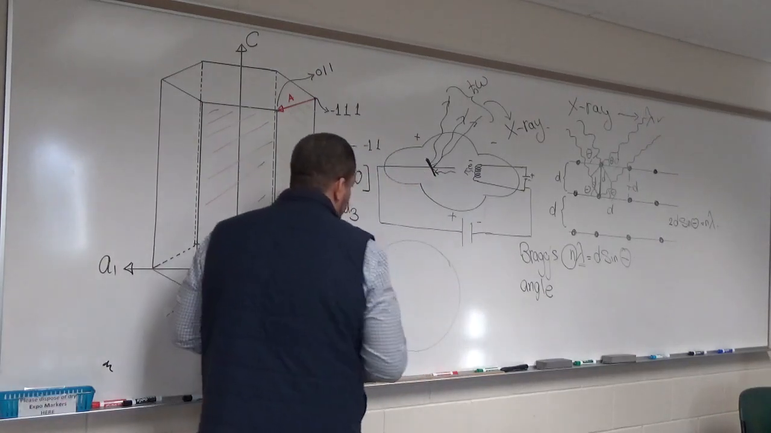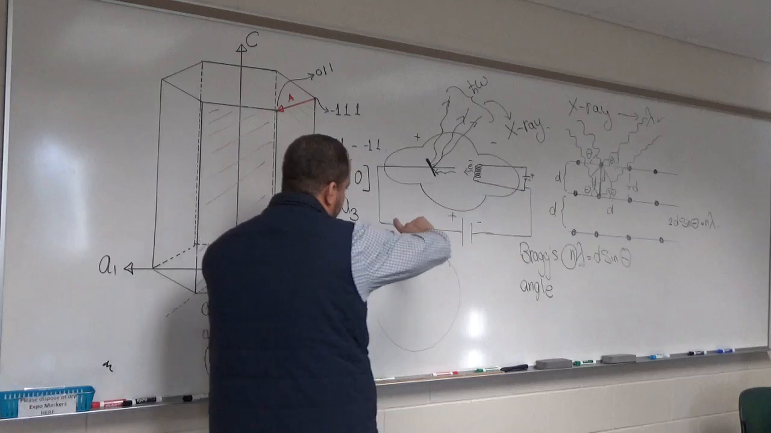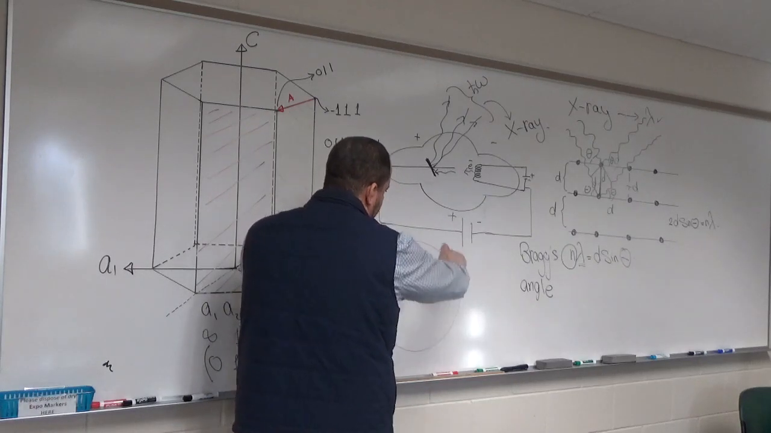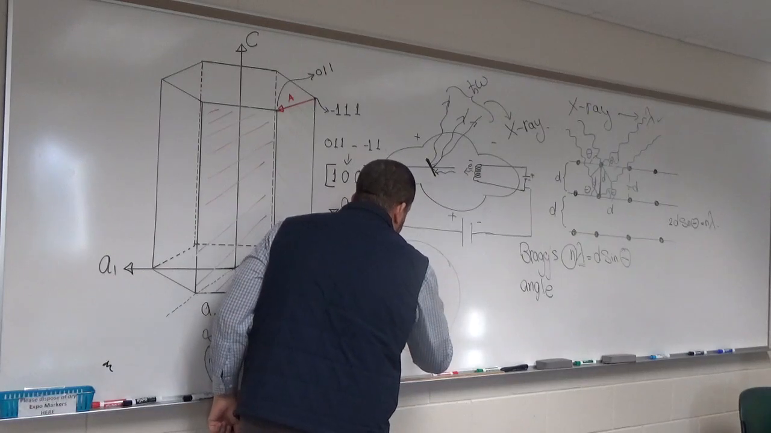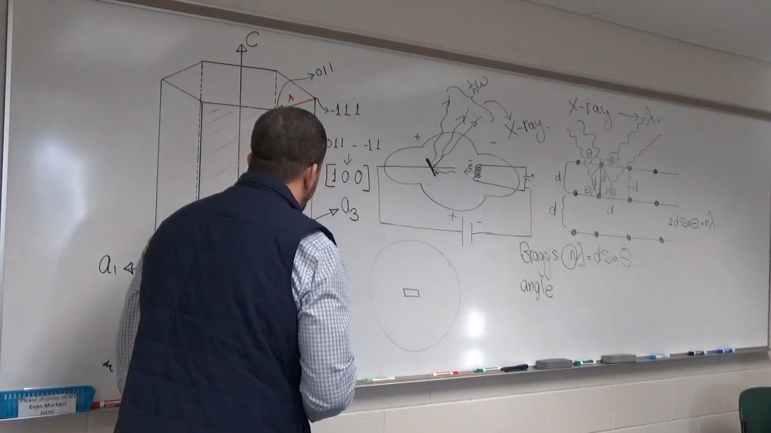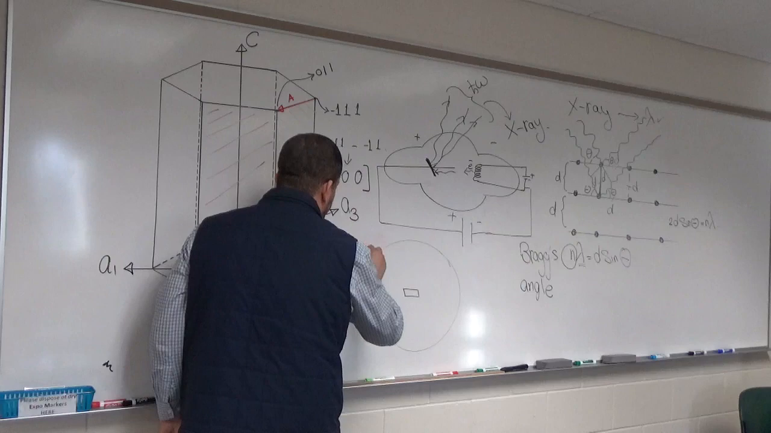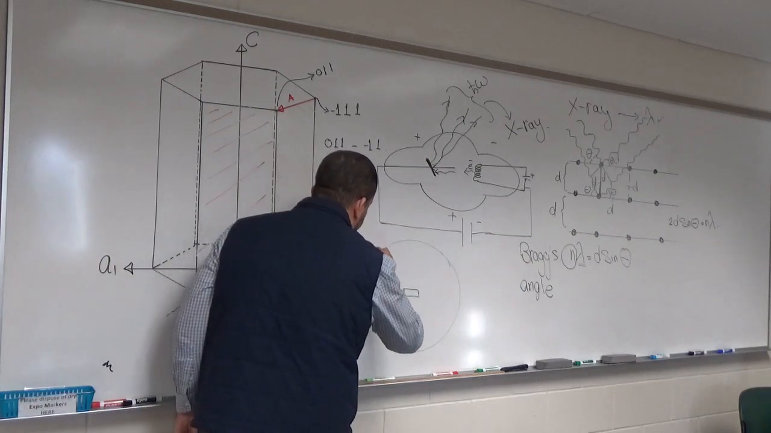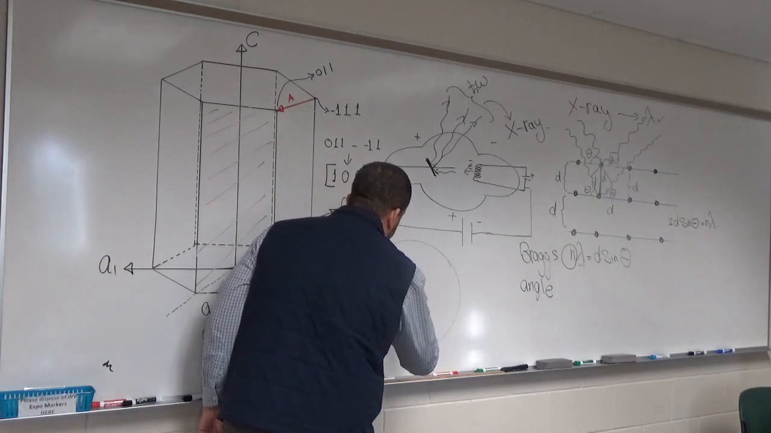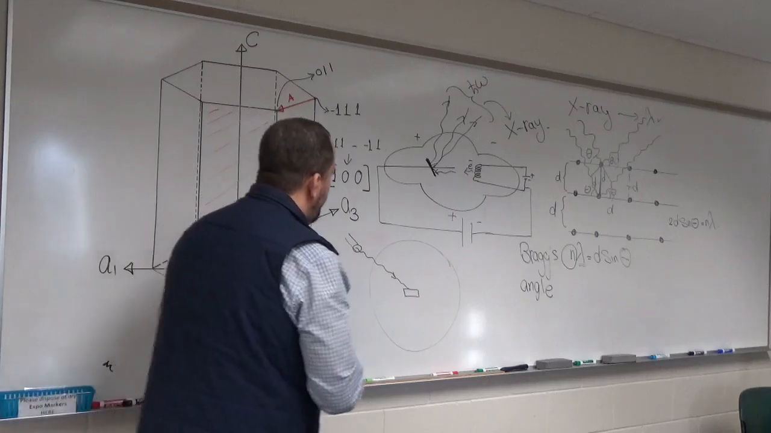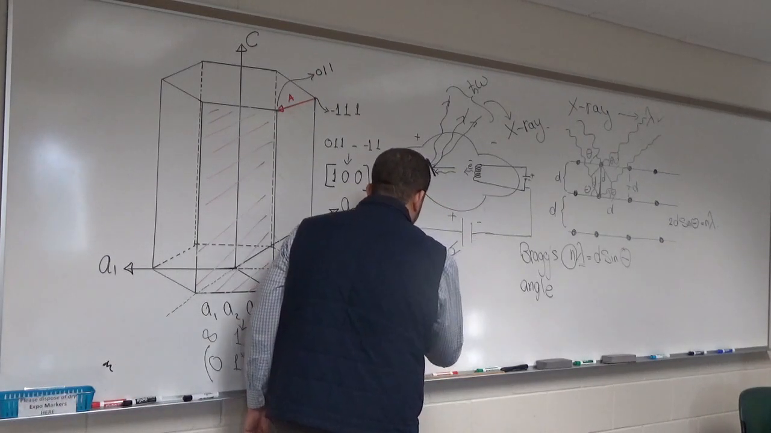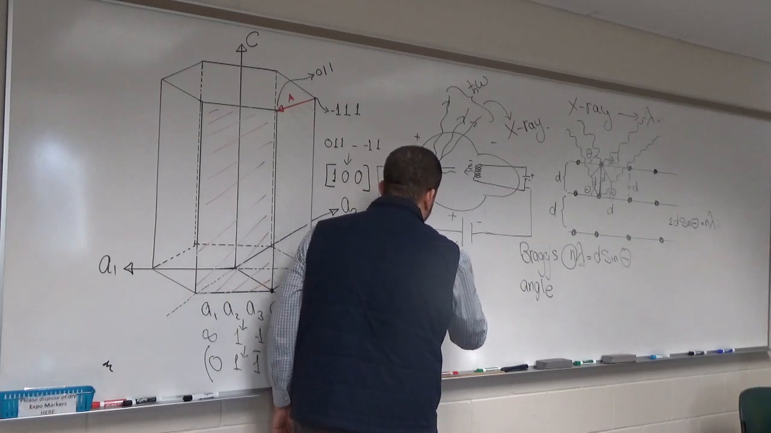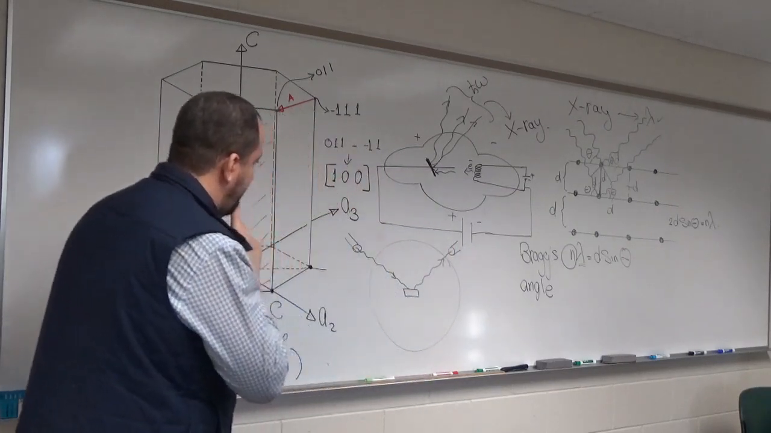So we have a base that can be rotated 90 degrees. We have a sample that can be placed here. And also we have an X-ray source that can target the sample. And also we have a detector right here. So this detector can receive the reflected wave.